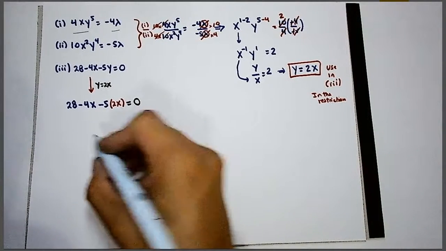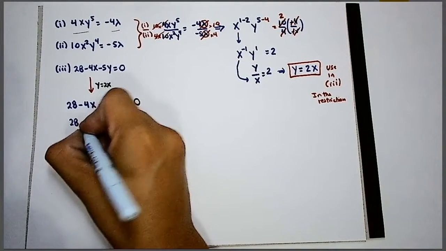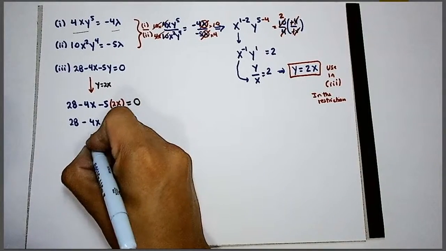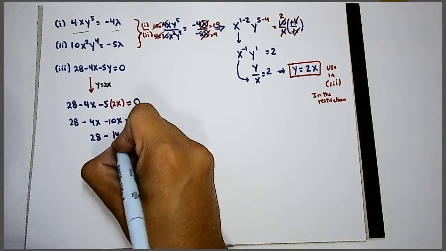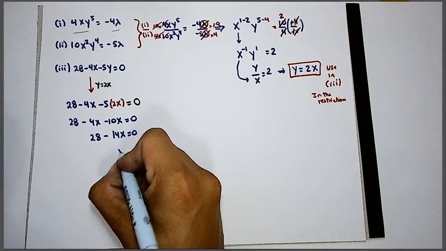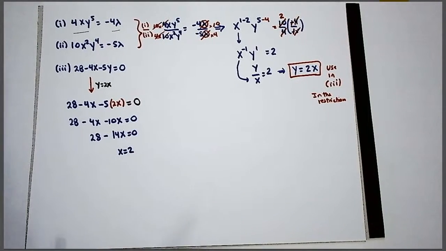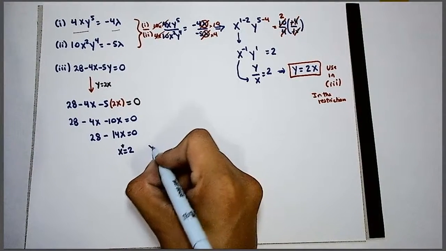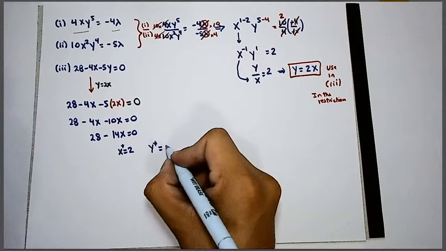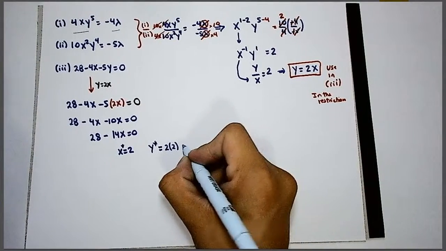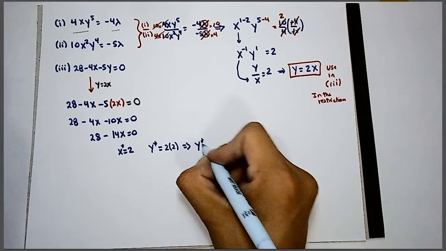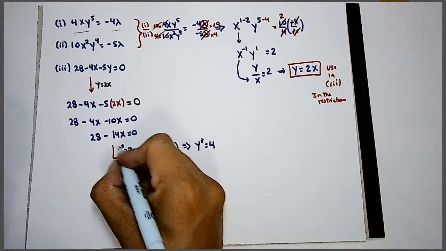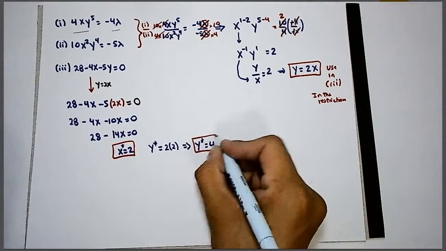So notice that here we're going to have 28 minus 4x minus 10x equals 0. 28 minus 14x is equal to 0. This means that x is equal to 2. If x is equal to 2, this means that y is equal to 2 times 2, which is 4. So this means that we found the optimal values for x and y.